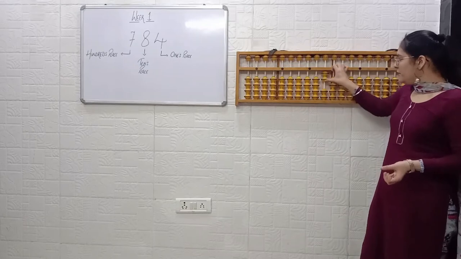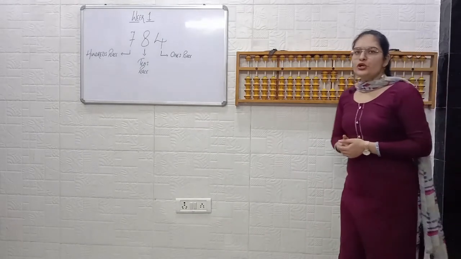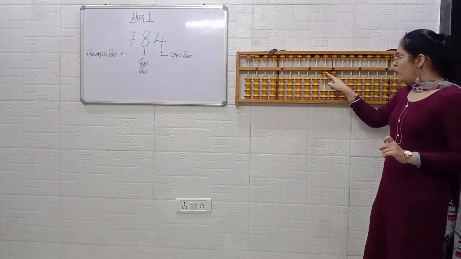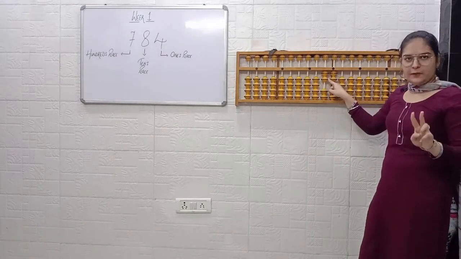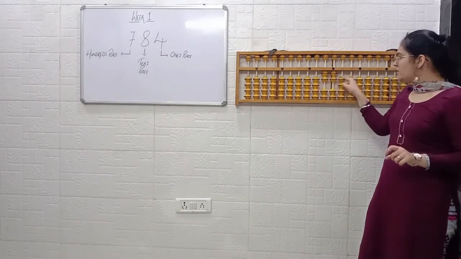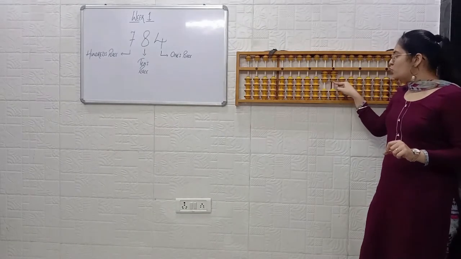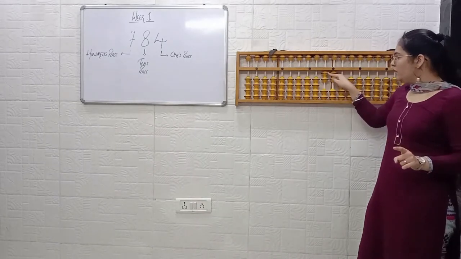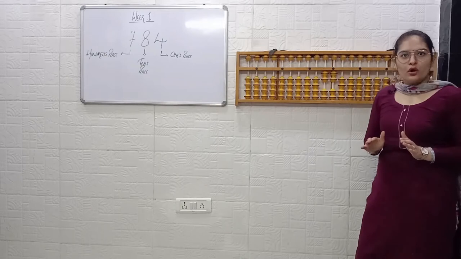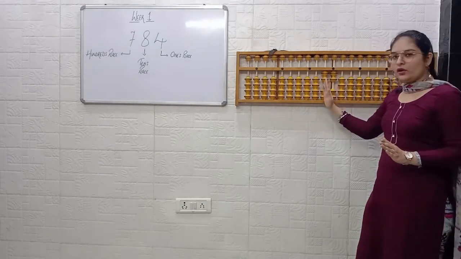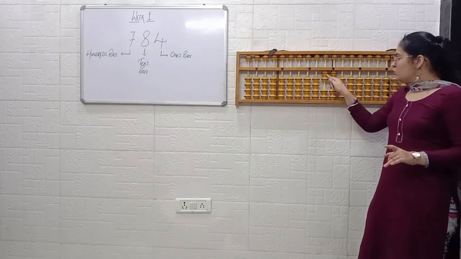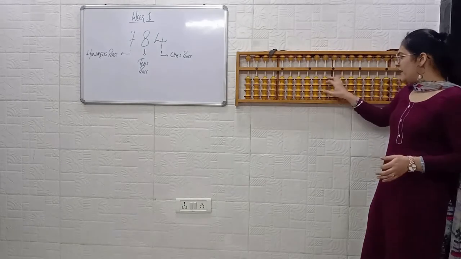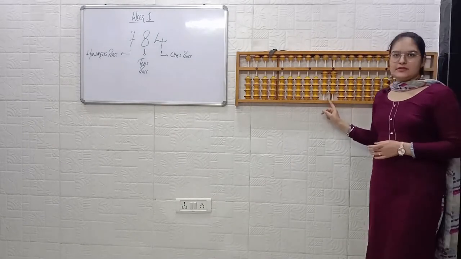Now let's take another example. So here also you will first read the tens place and then you will move to the ones place. 1, 2. Just keep that 2 in your mind. And then ones place. 1, 2. 2, 2. 22. Ye mistake nahi karni aapne ki aapne kiya 1, 2, phir 3, 4. This is wrong. Okay? Aap pehle tens place ko read karo. Then ones place read karo. Okay? So this is 2. And again this is 2. 2, 2. 22.